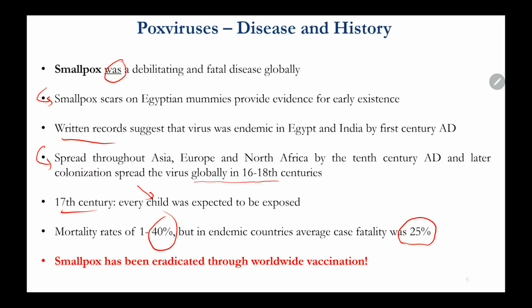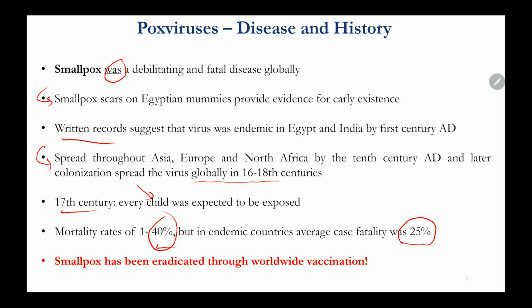Yeah, it's the vents that got shut off. Okay. All right. So mortality rate as high as 40%, but in the countries where the virus was endemic, it was about 25%. So what does that tell you? Where it's endemic. Why is the mortality rate lower?